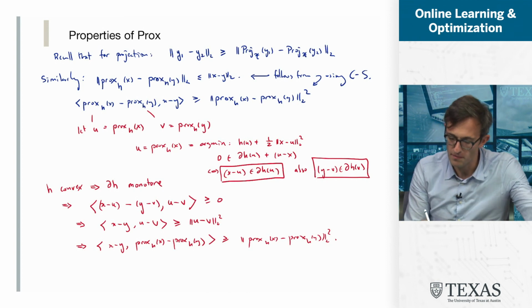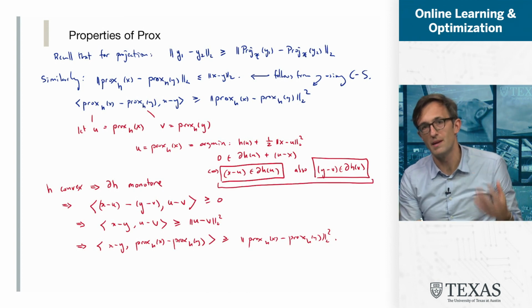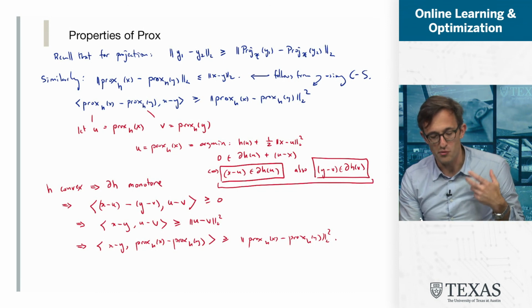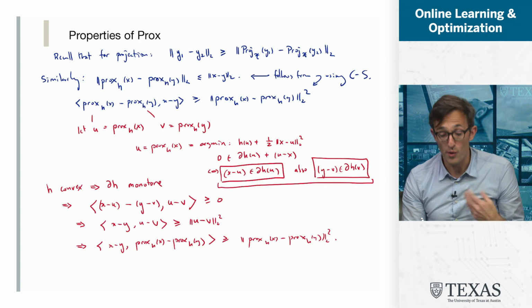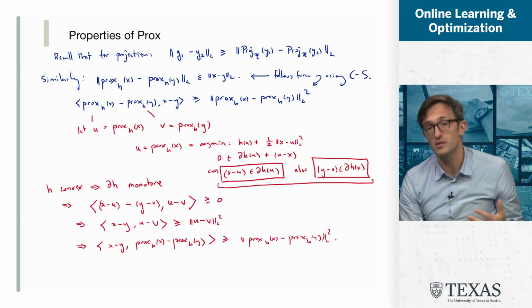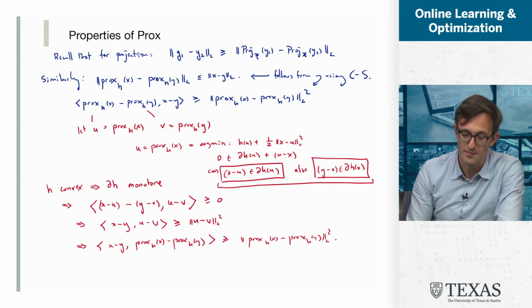So this is useful. Most important is just getting used to this manipulation. The proximal operator is defined by an optimization problem. And therefore, if we want to understand it, we need to continuously be looking back at the characterization of optimality.